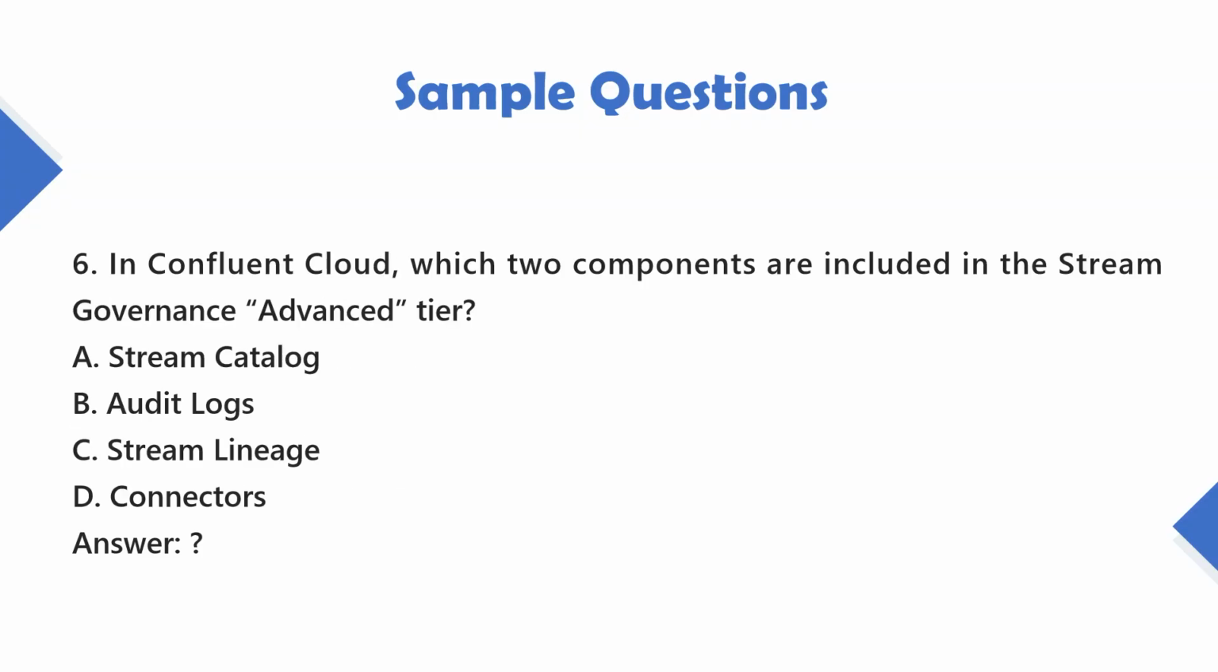6. In Confluent Cloud, which two components are included in the Stream Governance Advanced tier? A. Stream Catalog. B. Audit logs. C. Stream lineage. D. Connectors.